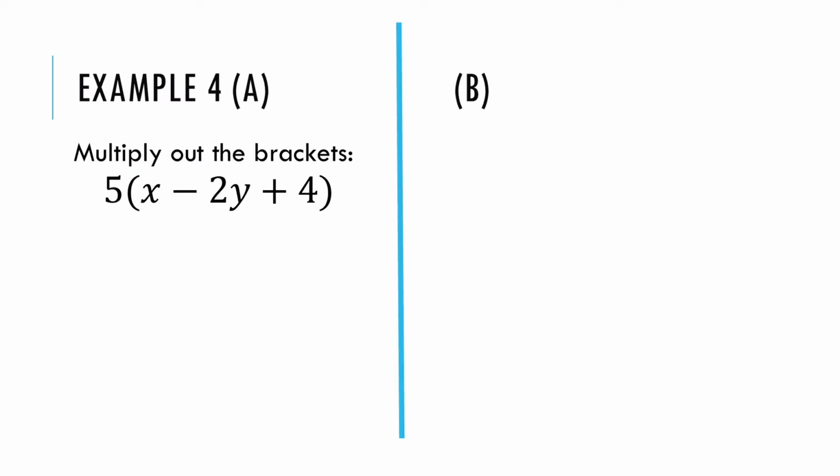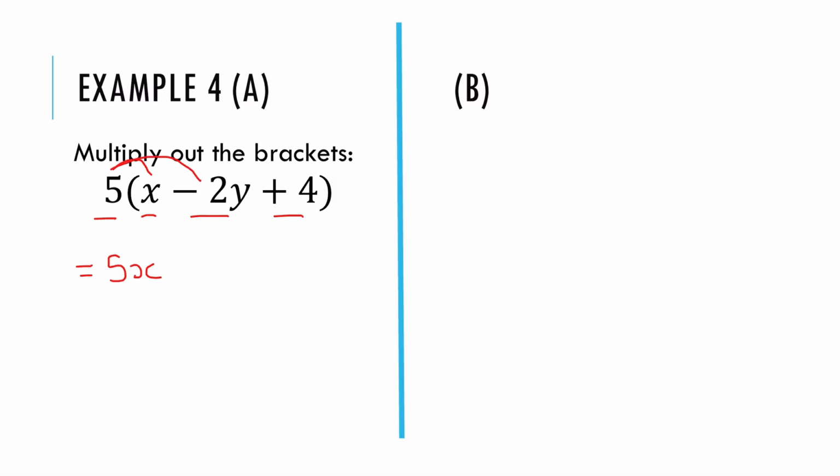Lastly, now we have 3 different terms inside the bracket, but our method is still going to be the same. We're still going to take the 5 and multiply it separately by each term inside that bracket. So we'll start by doing 5 times x. 5 times x is 5x.